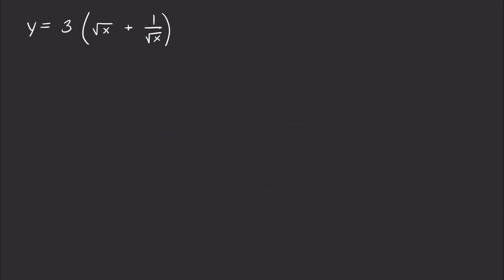Okay, in the next problem we have 3 times, in parentheses, square root of x plus 1 over square root of x. So the first thing we want to do is to rewrite this. So we can distribute our 3 and get 3 times square root of x plus 3 over square root of x. And then we want to write these radicals as exponents.